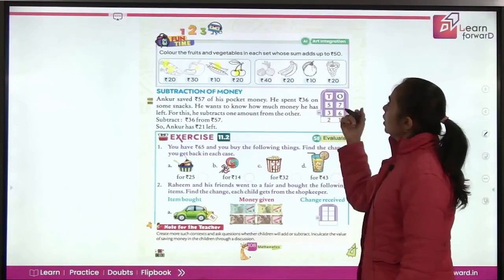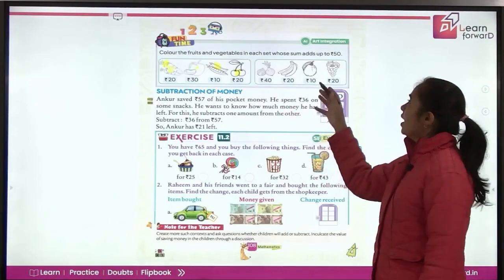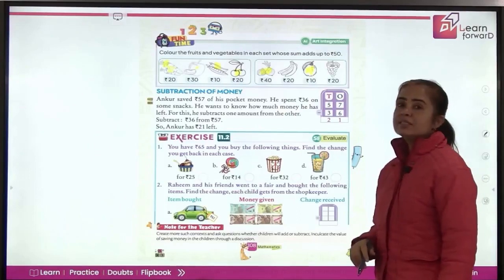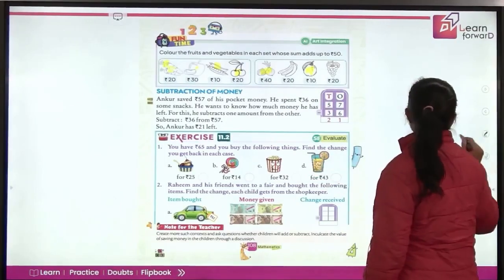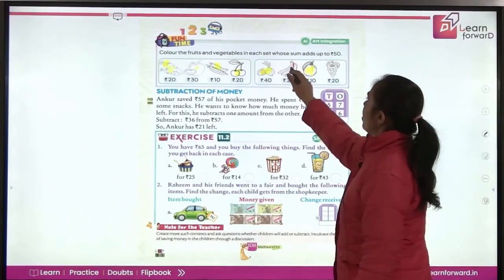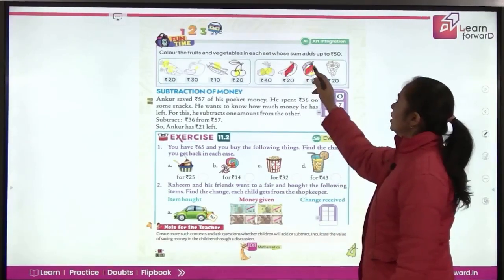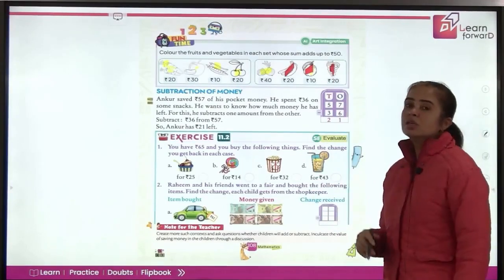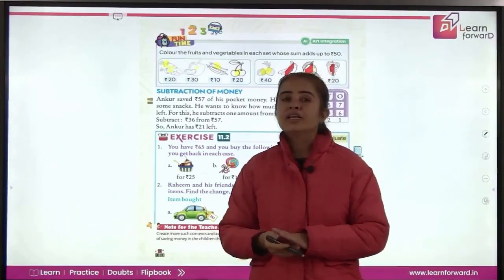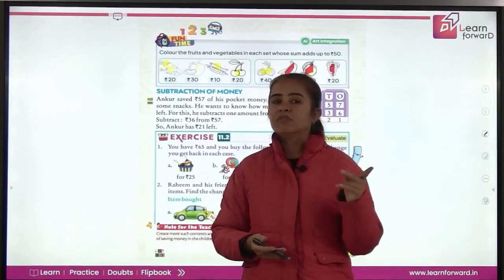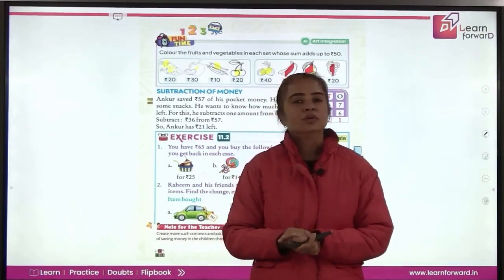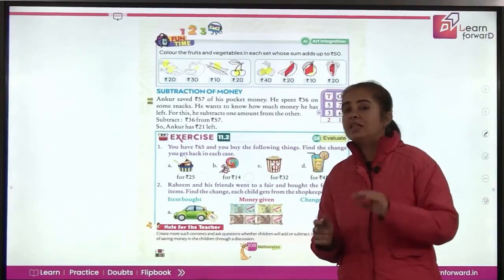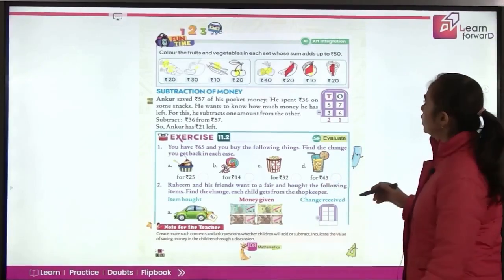Now here, 40 for onion and 10 for this guava. So you can color 40 and 10. What else is the other way, children? Let's see, if you take bananas of 20 rupees, you can take guava of 10 rupees. So 20 plus 10 is 30. Another 20 for these grapes. So you get 50. So you make your own choice. You have 50 rupees. You have to buy fruits and vegetables. What do you want to buy? And for that, you will be making two different groups of your choice. The sum should be 50. That is for you to remember.